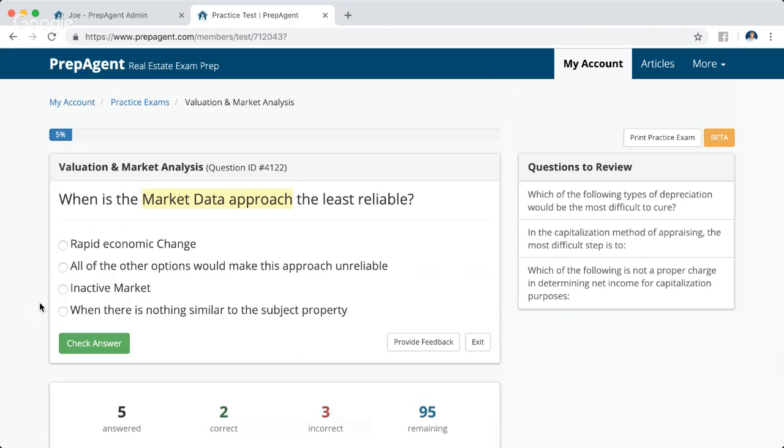When is the market data approach the least reliable? A, rapid economic change. B, all the other options would make this approach unreliable. C, inactive market. Or D, when there's nothing similar to the subject property.